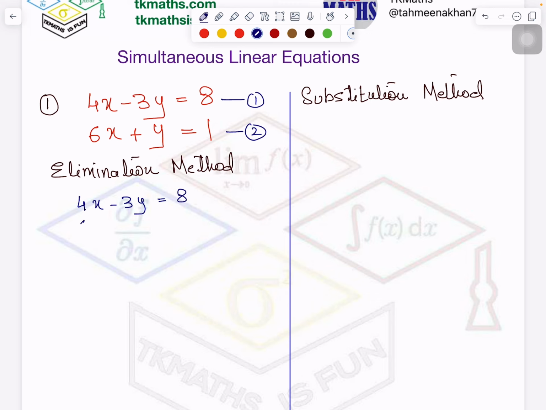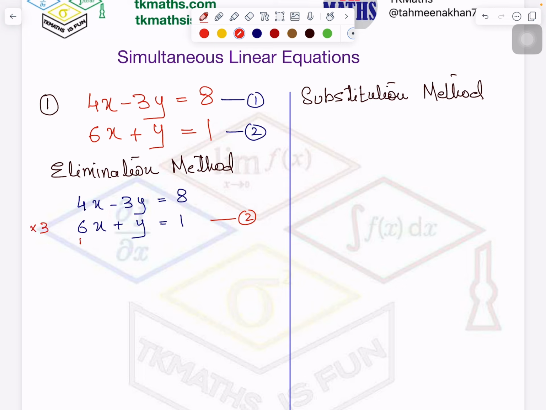So first of all, you decide which variable you want to eliminate. Do you want to eliminate x or y? After that, we will try to make their coefficients the same. So suppose I want to eliminate y, right? So right now, the coefficient of y is minus 3 and plus 1. So in equation 2, I can make the coefficient 3. What will I do? I will multiply the whole equation by 3.